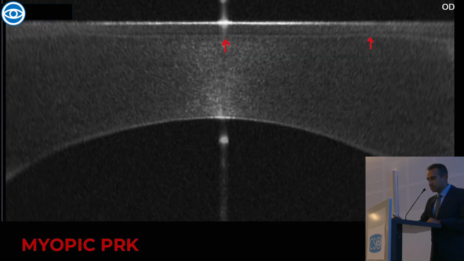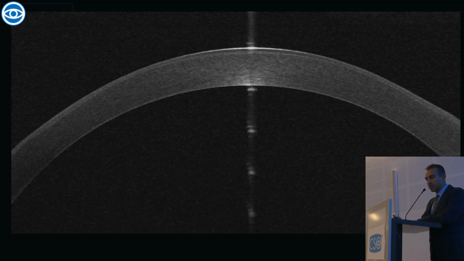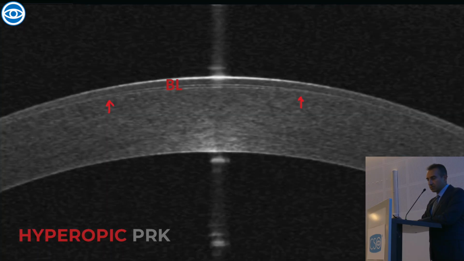This case is a PRK because I don't see Bowman's layer. The bilaminar Bowman's layer is not there, but you have instead a basement membrane. And you can see the epithelium is thicker in the center than the periphery. That's a myopic PRK. That otherwise is a, what do you think?